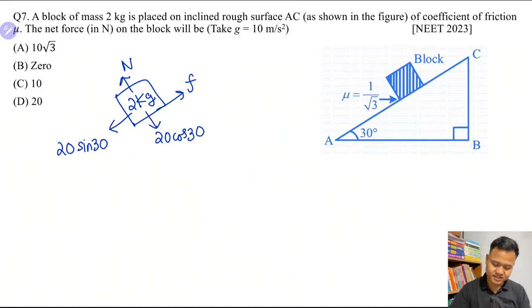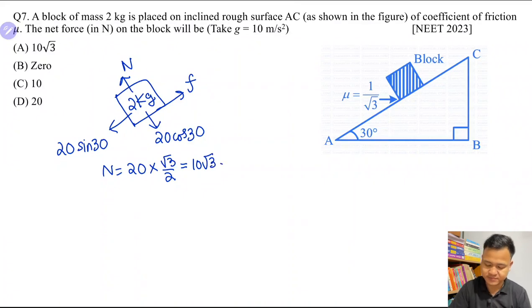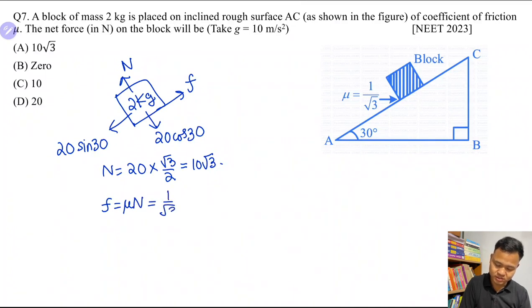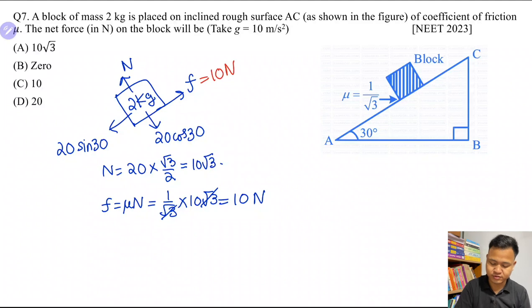Vertically the net force is 0, perpendicular to the plane, okay. So normal is 20 cos 30, which is 20 into root 3 by 2, which is 10 root 3, right? Then friction force is mu into n, so this is how much, so mu is 1 by root 3 into 10 root 3, so root 3 gets cancelled out, so friction force is 10. Okay, so here I have friction force equals to 10 Newton.